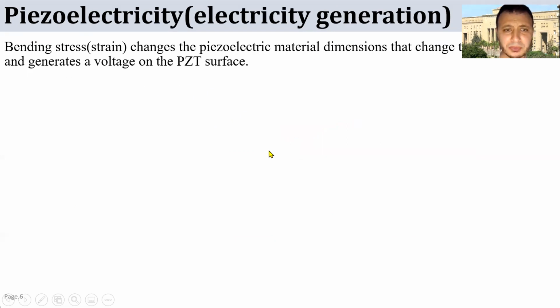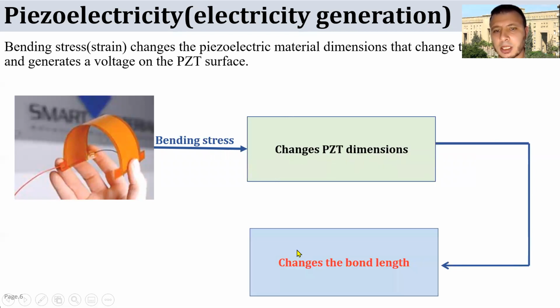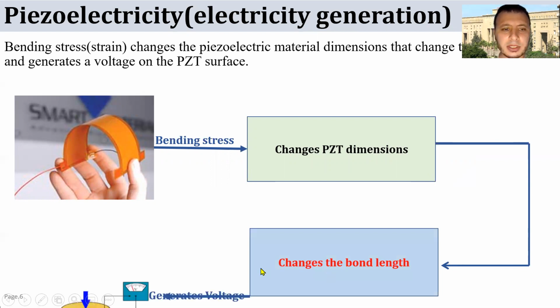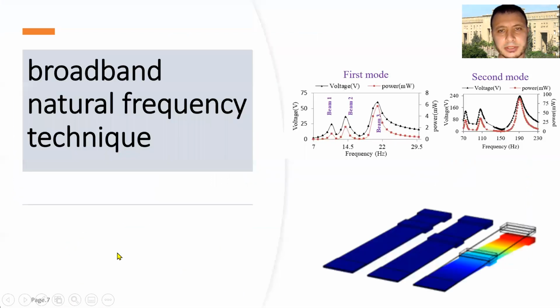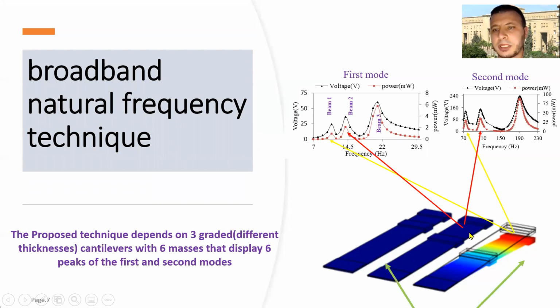Electricity generation: bending stress modifies and changes the PZT dimension, then changes the bond length, then generates voltage on the surface of the PZT. Broadband natural frequency technique. The proposed technique depends on 3 graded different thickness cantilevers with 6 masses that display 6 peaks of the first and second mode: 2 peaks of the first beam, 2 peaks of the second beam, and 2 peaks of the third beam. This is the first mode frequency response, and the second mode frequency response.